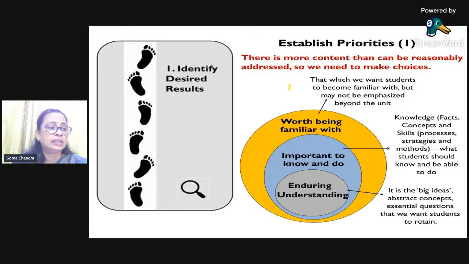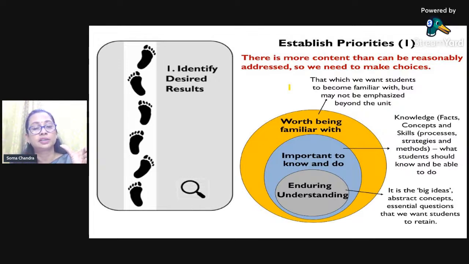There is more content than can be reasonably addressed, so we need to make choices. The three important choices: the core is enduring understanding, lifelong learning. That is very, very important. First, we have to highlight that in our lesson plans. Second is important to know and do: what we want a student to know, and what we want them to do with this knowledge. And the third, very important, is worth being familiar with. What are the key pointers they should keep in mind, which they will carry on further?